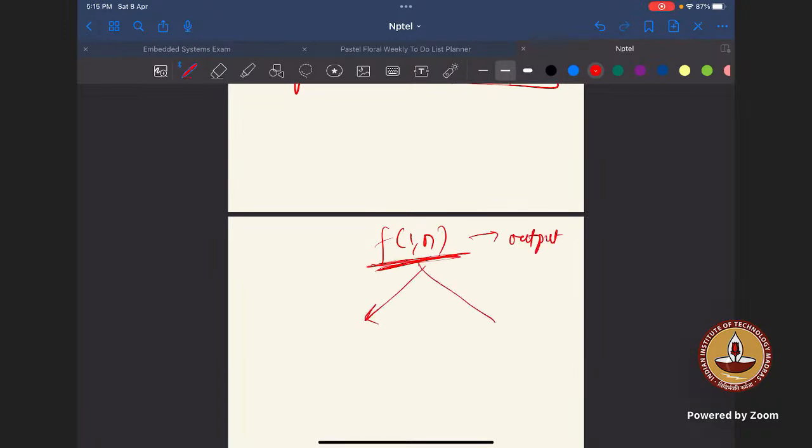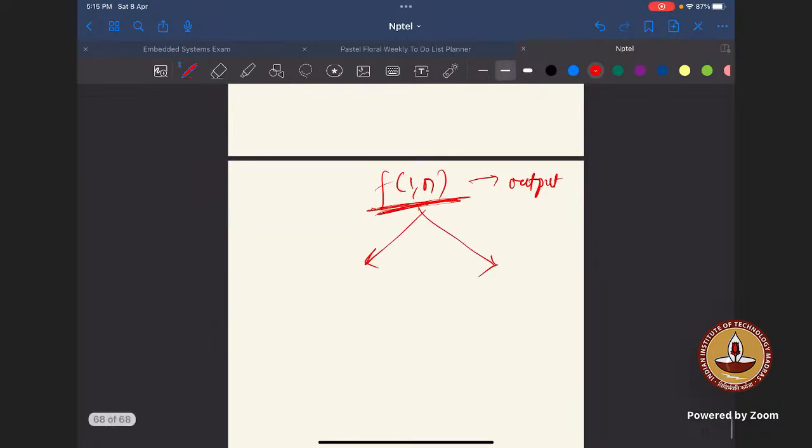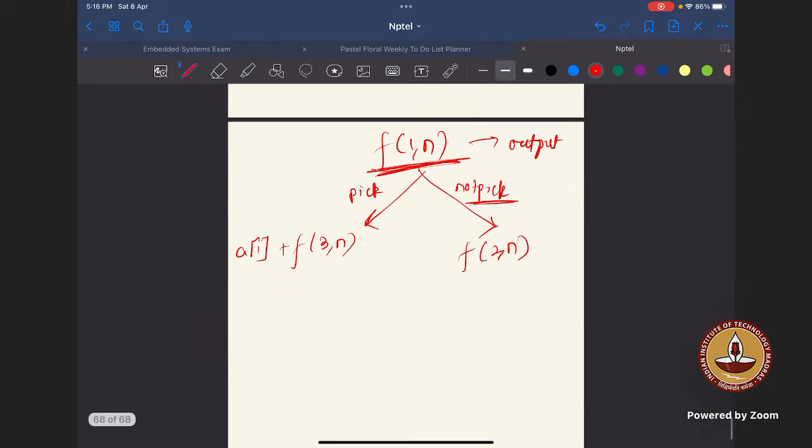F of 1, n will break the array into two parts and will call recursion. It will pick the first element and will call the recursion from the third element. Right? This is pick and this is not pick. So it will not pick the first element and it will call the recursion on 2, n. Right? Okay, now this is done.